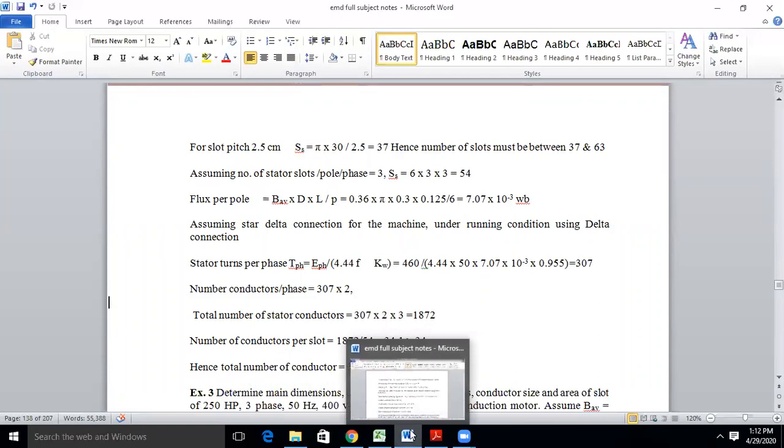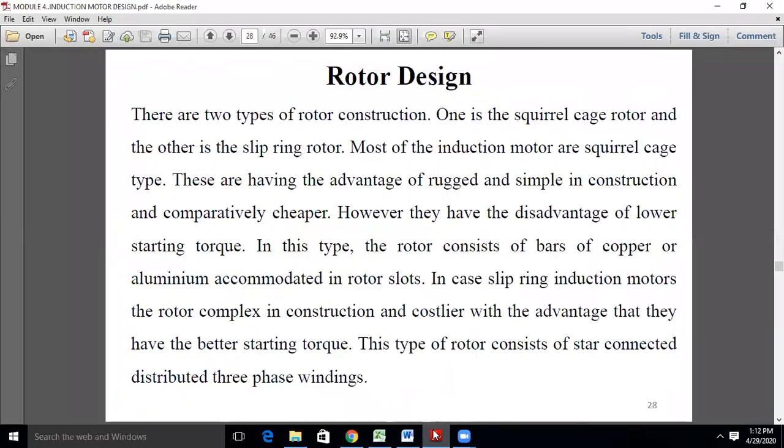So now we will move towards the important topic, that is rotor design. There are two types of rotor construction. One is the squirrel cage rotor, and another one is the slip ring rotor. Most of the induction motors are squirrel cage type because they have the advantage of being rugged and simple in construction, and comparatively cheaper. However, they have the disadvantage of lower starting torque.